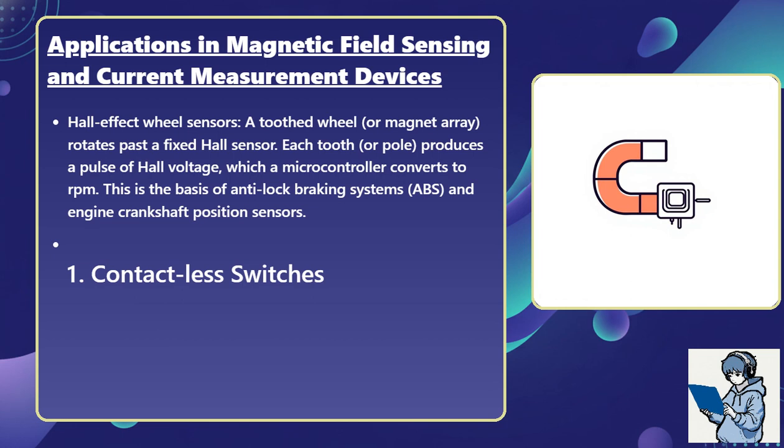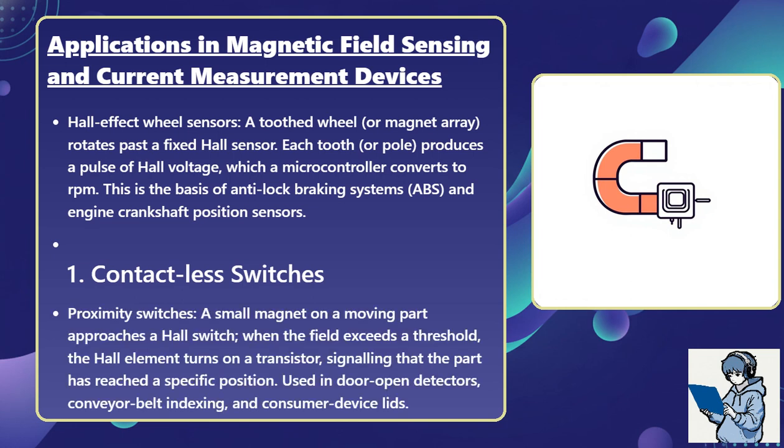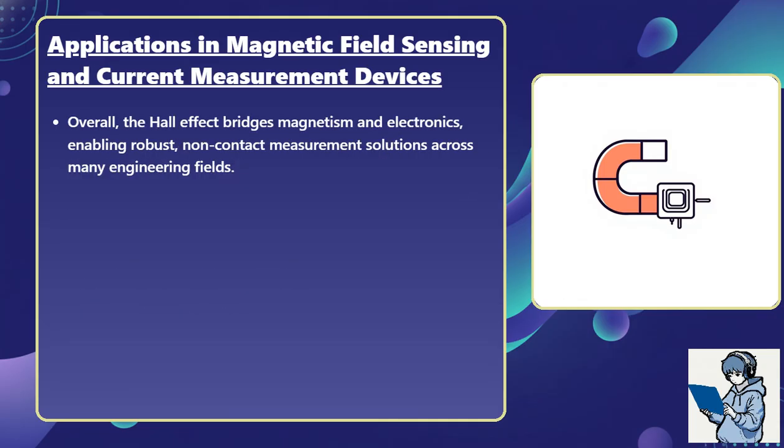4. Contactless switches: proximity switches. A small magnet on a moving part approaches a Hall switch. When the field exceeds a threshold, the Hall element turns on a transistor, signaling that the part has reached a specific position. Used in door open detectors, conveyor belt indexing, and consumer device lids. Overall, the Hall effect bridges magnetism and electronics, enabling robust non-contact measurement solutions across many engineering fields.